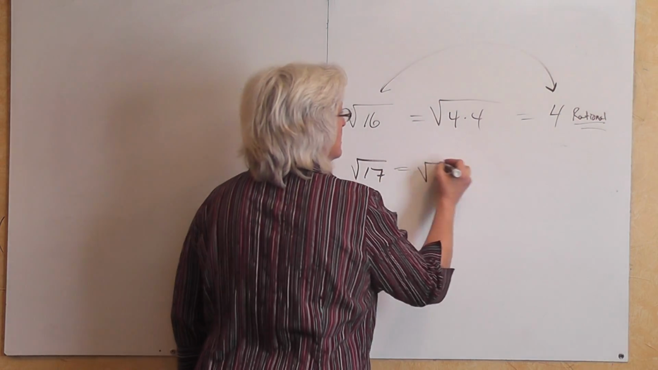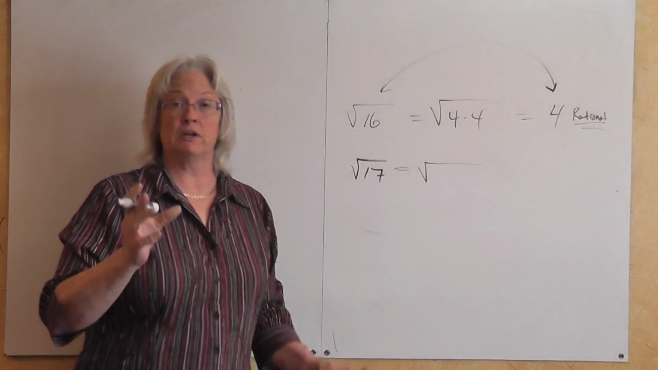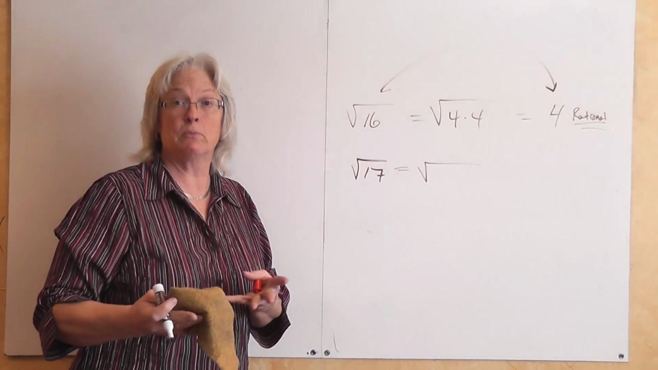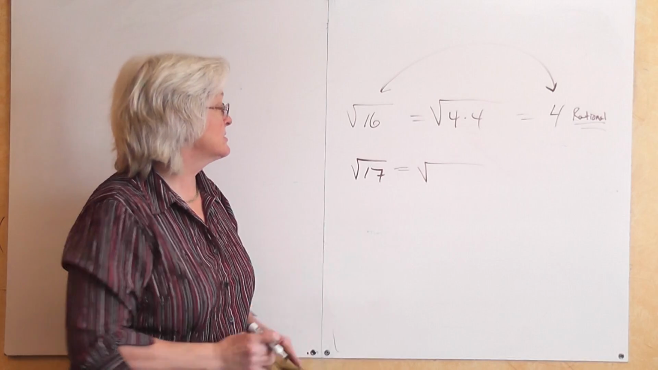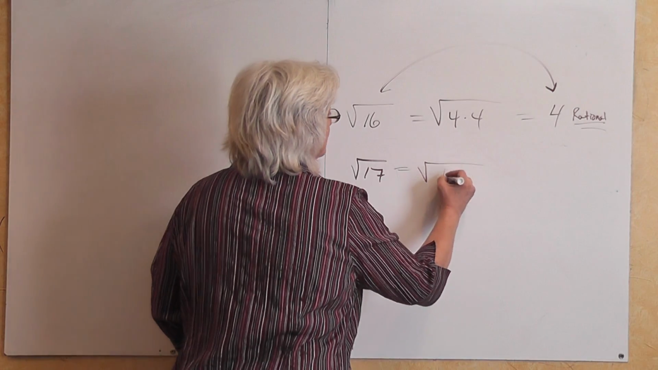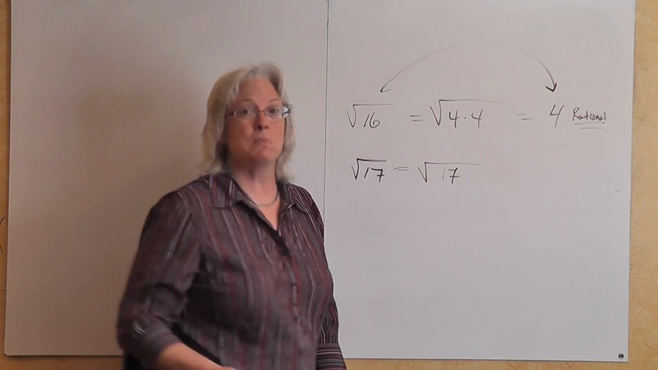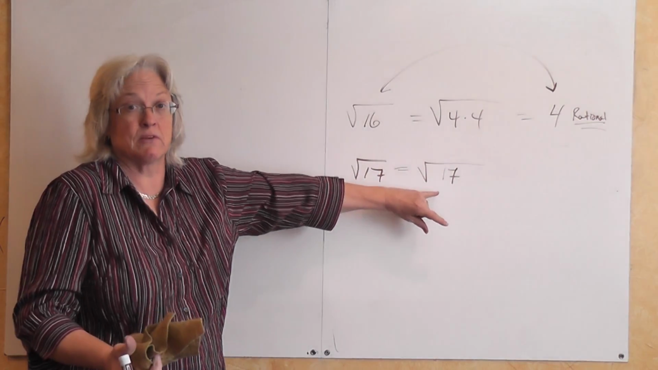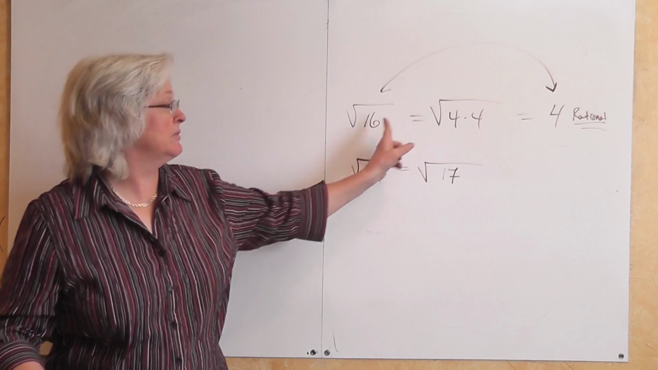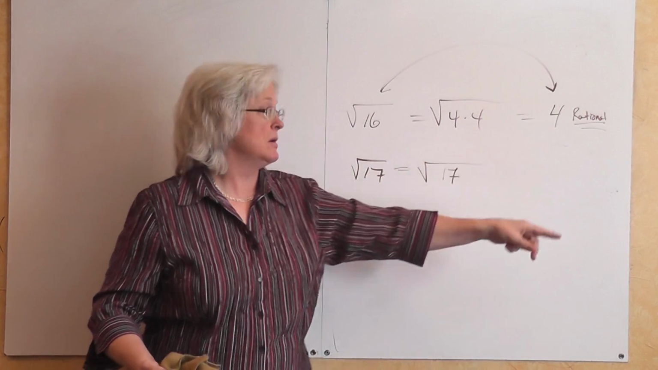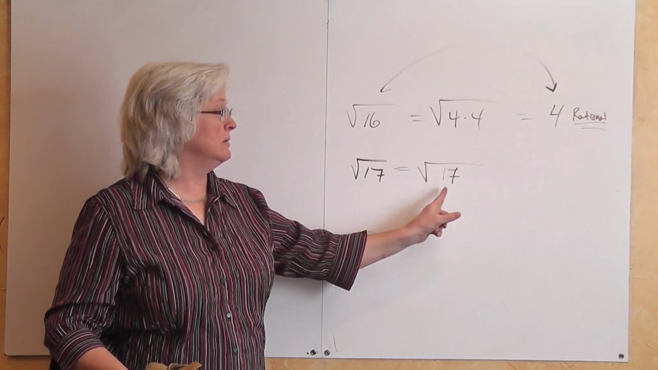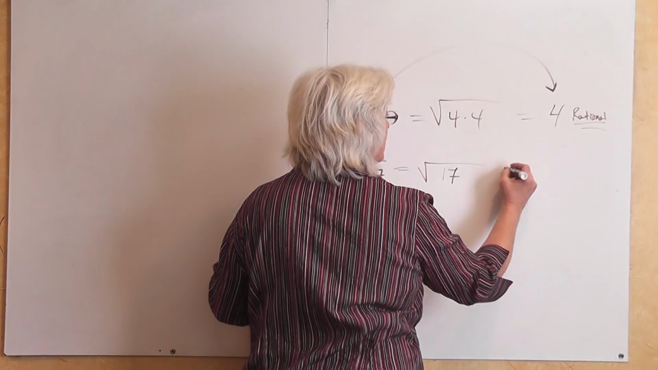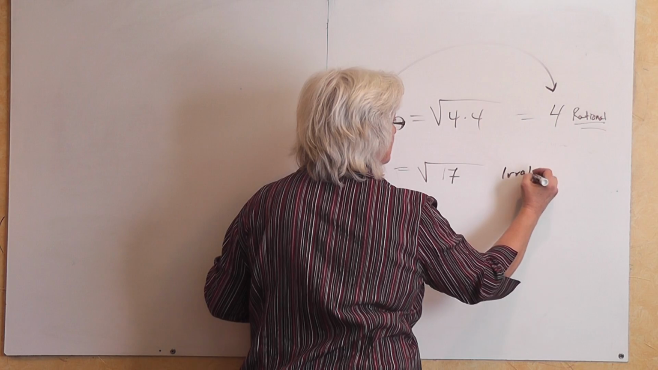because we don't know what number it is that multiplied by itself equals 17. There is no such number known to man. So the square root of 17 at its most exact answer is the square root of 17. The square root of 16 is equal to 4. The square root of 17 is just the square root of 17, and this is what we call irrational.